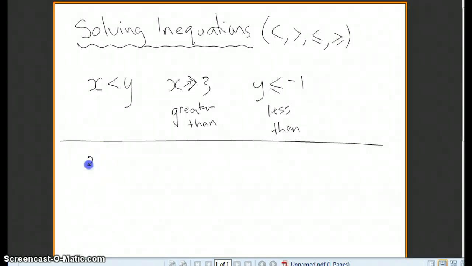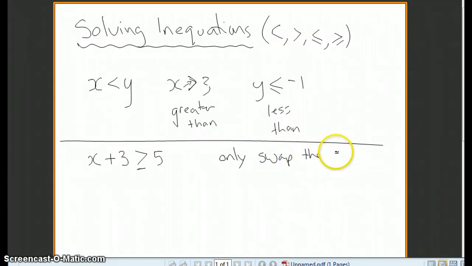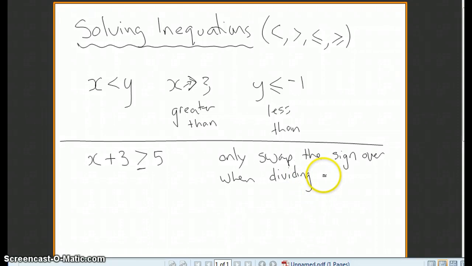For solving these things, all you need to do is consider the inequality, i.e. the less than or greater than sign, to be an equal sign, and only swap the sign over when dividing, or does anyone know the answer? Dividing by what? I'm going to also say or multiplying, right? Or multiplying by minus or by negative. So this is the only sort of new rule, if you like.